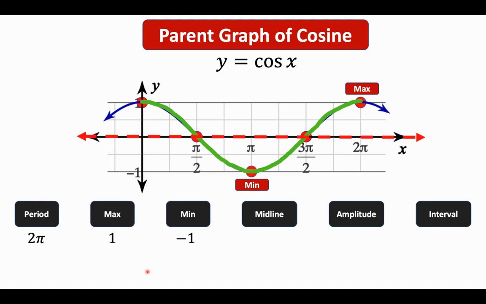Midline is the middle between those two. Amplitude is from the midline up to your maximum. This one is 1 as well. There's this extra little line here, but that's like half. So it goes half and then 1. And interval still is just pi over 2.